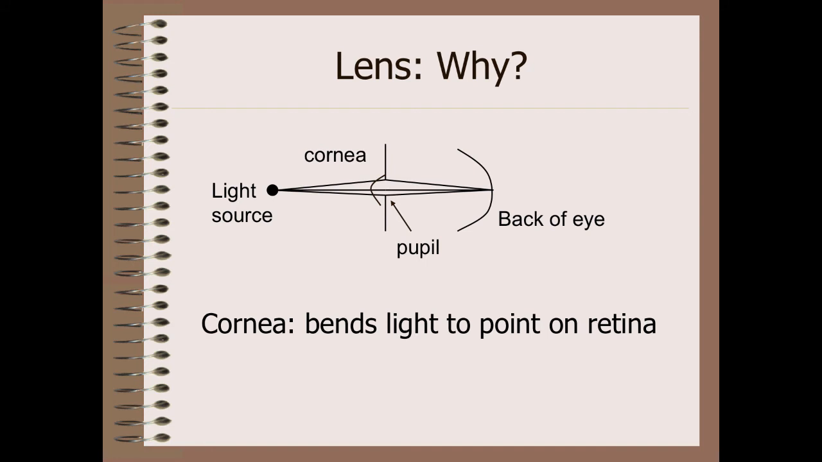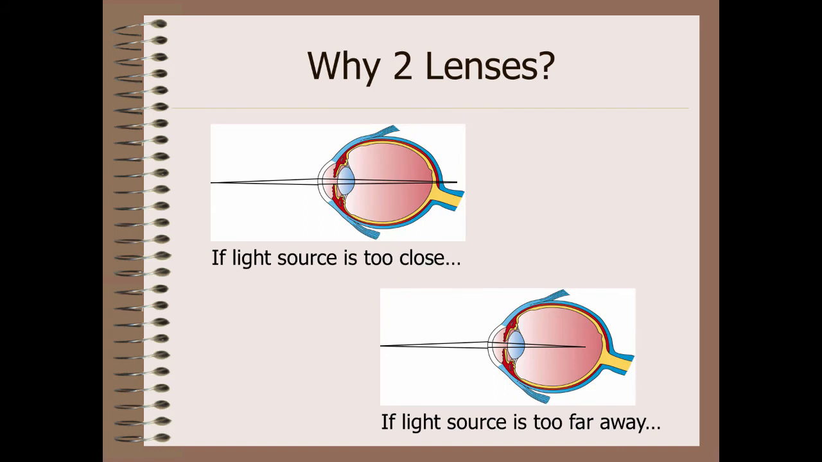So we have a lens over our eye called the cornea. The cornea bends light so that it comes to a point on the retina in the back of the eye, making vision more sharp and focused. However, we actually have two lenses in each eye. Why two lenses? The reason for this is because the cornea only bends light to a fixed degree.